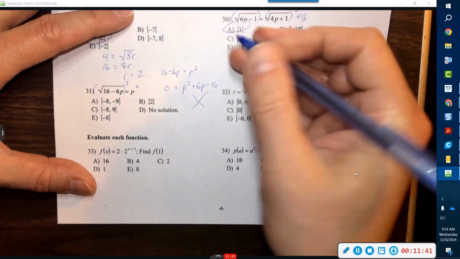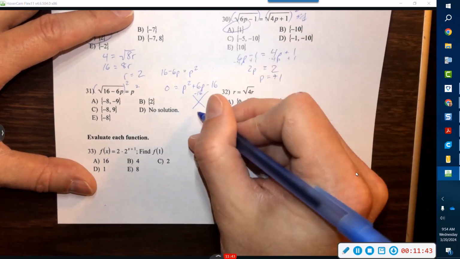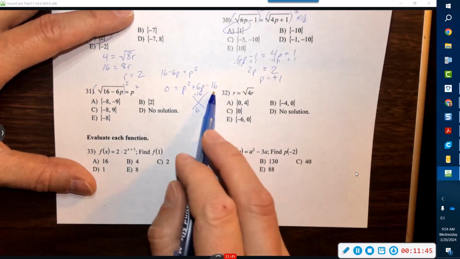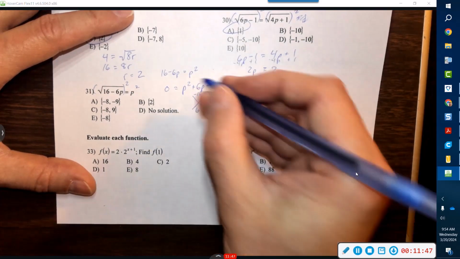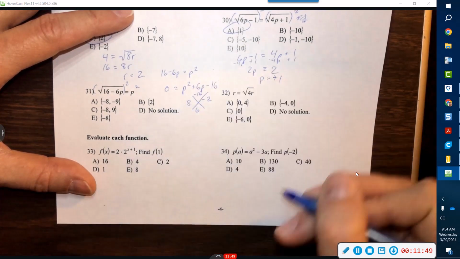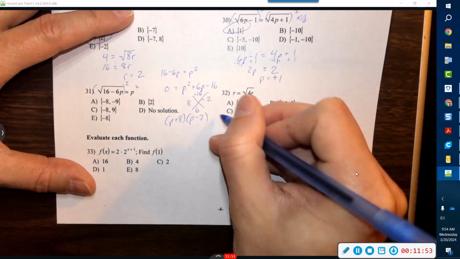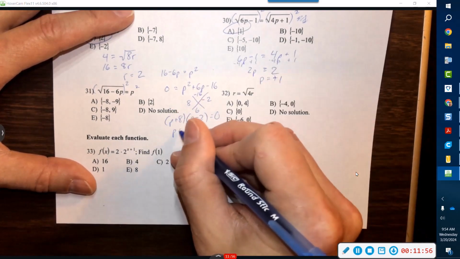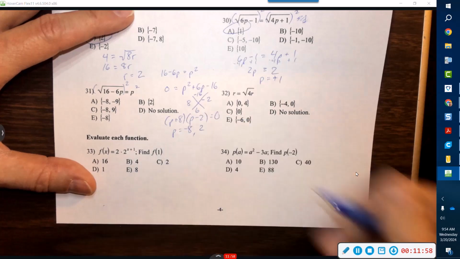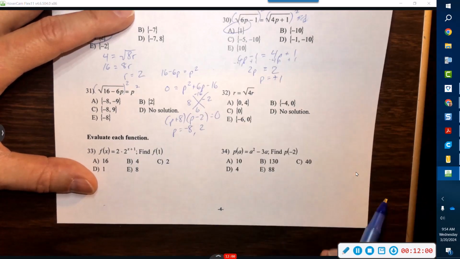Now this is just the x method. Don't make a big deal out of it. You're looking for factors of -16 that add up to 6. And that is going to be 8 and -2. So p plus 8 and p minus 2 have to equal 0. So you get p equals -8 and +2. That's it. Those are your two answers.